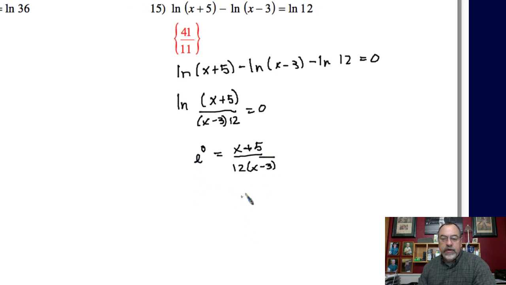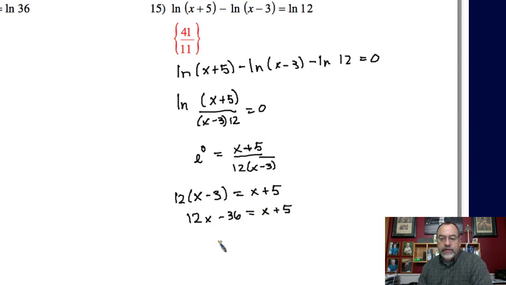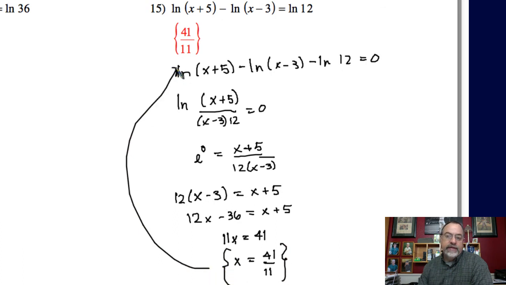All right, so again, this is 1. We're going to multiply both sides by 12 times x minus 3, so it's going to equal x plus 5. We'll go ahead and distribute this now. We could have done that distributing earlier. I just kind of waited till the end here. So we're going to move this x over here. Whoops, that's not going to be 13x. It's going to be 11x. So that's going to be 11x is equal to 41, and then dividing by 11 is going to give me 41 over 11, and I have my answer.